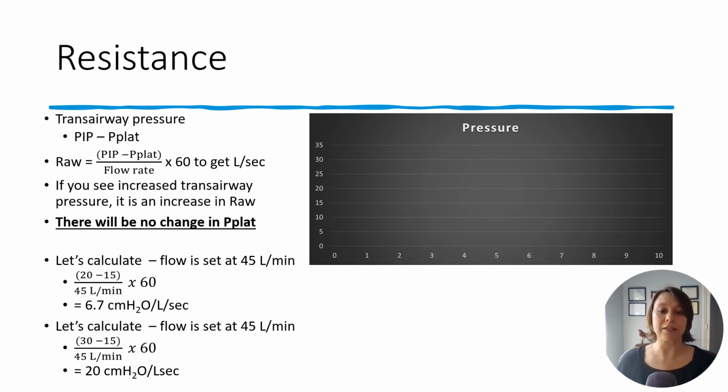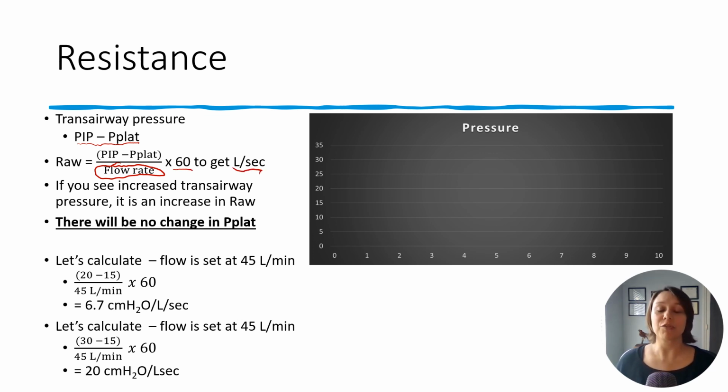Now we're going to jump back into airway resistance, particularly the calculation of it. And remember that we're going to use transairway pressure, or PIP minus plat. And remember that airway resistance is resistance of airflow through the airways. And so that should help you remember that we're going to use flow rate in the equation as well. So PIP minus plateau divided by the flow rate will give us our answer in centimeters of water per liter per minute. Then we're going to multiply by 60 to get liters per second.